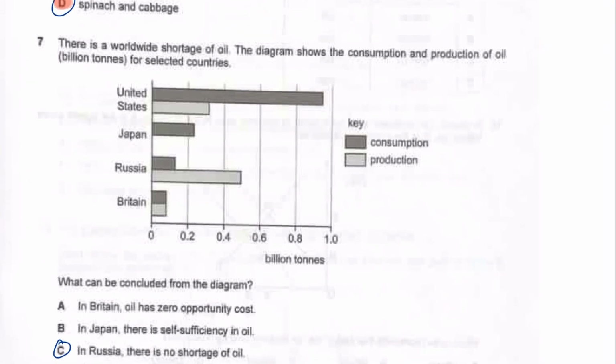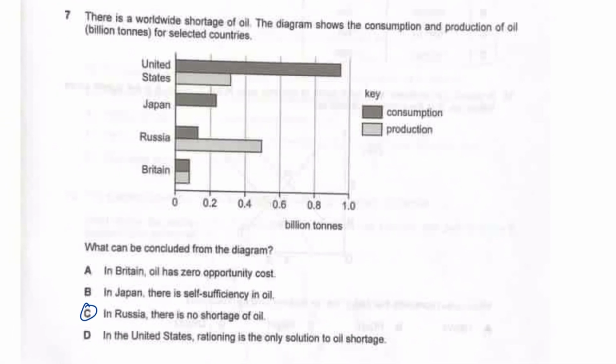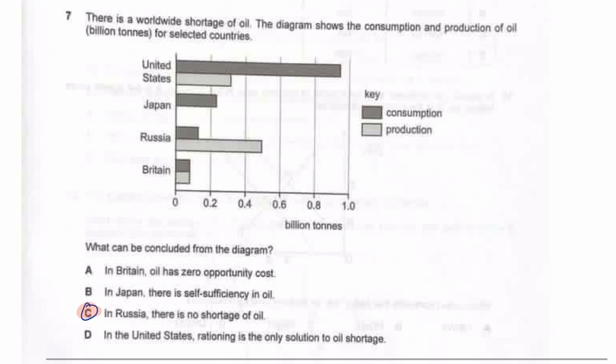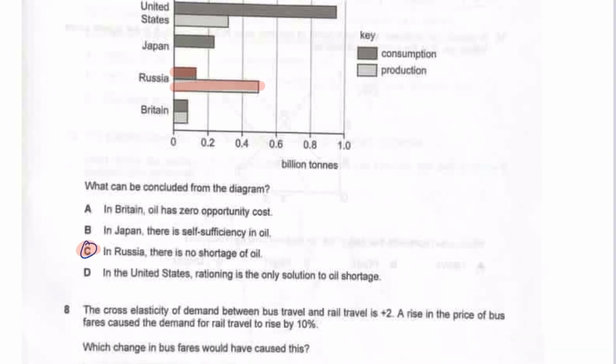Question number 7 is a repeated question. There's a worldwide shortage of oil. The diagram shows the consumption and production of oil for selected countries. The correct answer would be C. This is quite a repeated question. It has been tested previously as well. The simple reason is that in Russia, the production is more than 0.4, while the consumption of the oil is less than 0.2. So production is exceeding consumption, so there's no shortage.